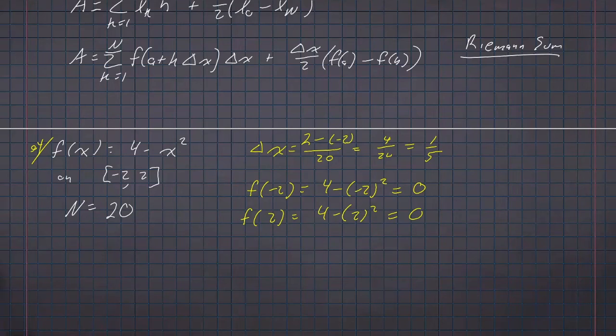And we're going to need a nice expression for f of a plus k delta x. Again, a is -2. K is going to be a parameter that's going to be showing up in our result. And delta x is 1/5. So f of -2 plus k times 1/5 is 4 minus -2 plus k times 1/5 squared.